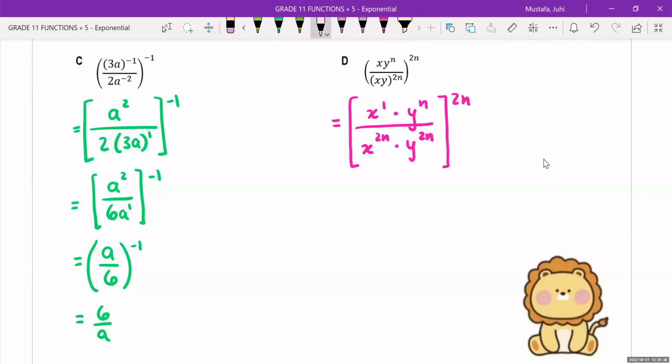Okay, now what I'm going to do is I'm going to use my power laws. So I have a couple of x's here, I have a couple of y's over here, and I know when the bases are the same, I can go ahead and subtract the exponents. So I'm going to choose to do this. When I do that, it's going to become x. You can't really subtract 1 and 2n, so it's just going to be 1 subtract 2n times y. You can subtract n. What's n subtract 2n? Negative n. All to the power of 2n.